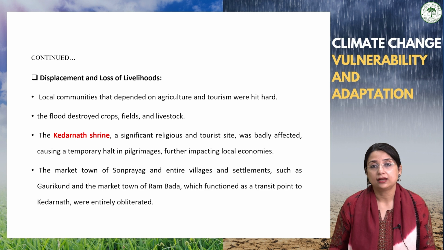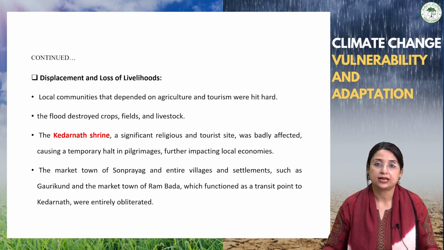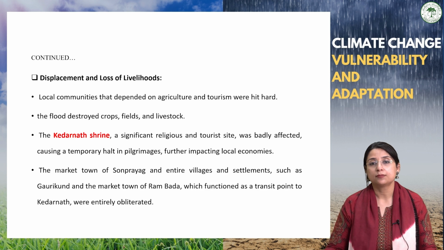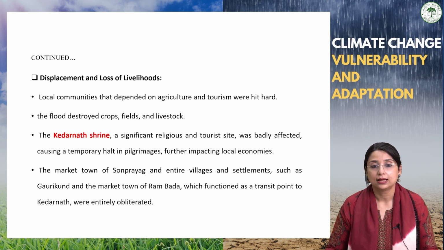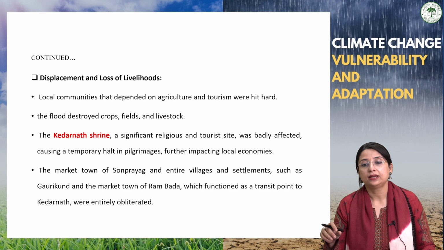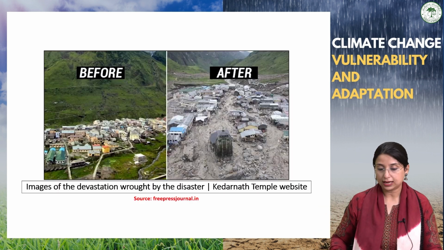There was displacement and loss of livelihoods if we see, because it is one of the tourist places, and lots of devastation which took place due to this disaster halted the tourism of the place for a certain period. Even the local communities who were dependent on agriculture were hit hard, because the flood destroyed the crops and even the livestock. The market town, which functioned as a transit point of the Kedarnath, was also entirely obliterated.